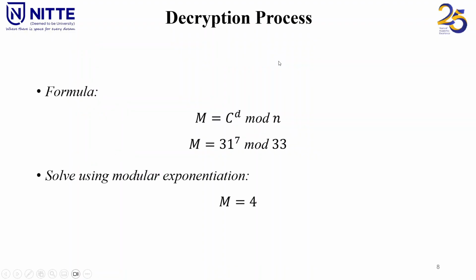When it comes to decryption, I want to get back my plain text, that is 4. So M is equal to ciphertext to the power of D, that is the private key, mod n. So M is equal to 31 to the power of 7 mod 33. I am able to get back my message, M is equal to 4.